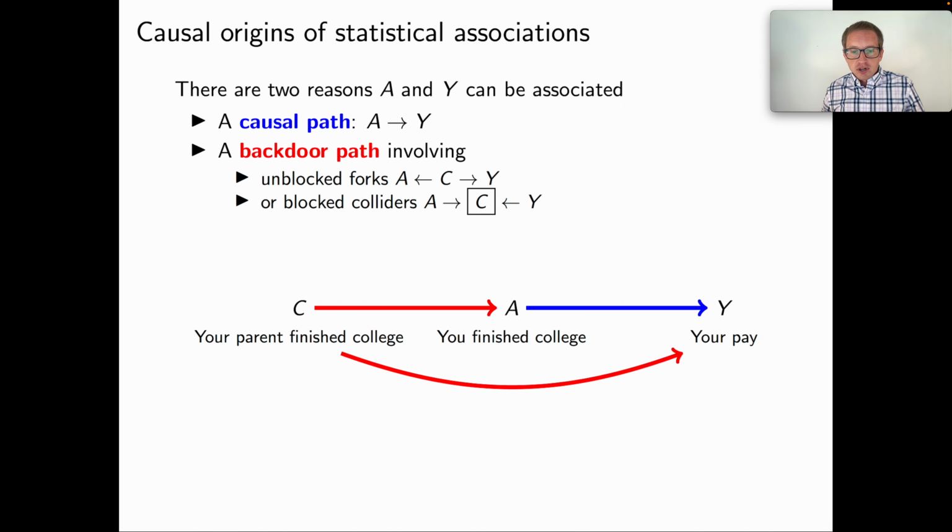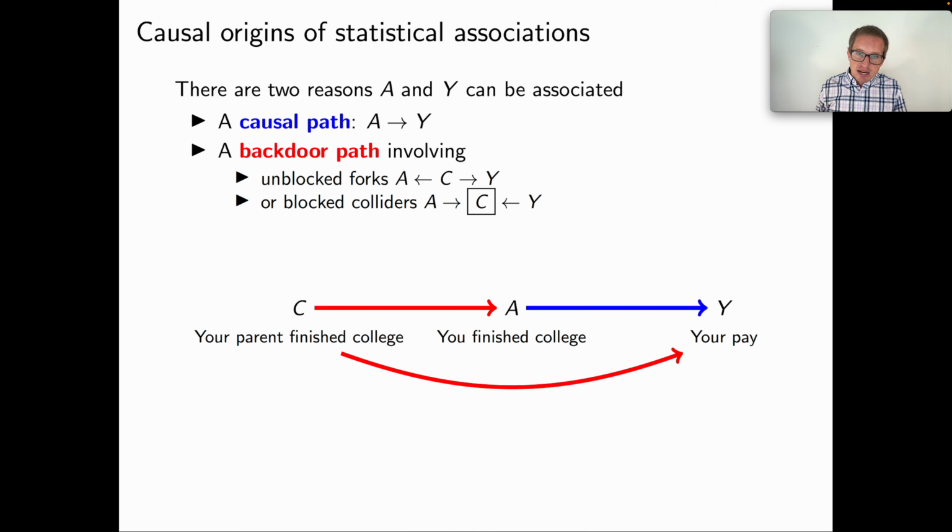So to start with the forks, perhaps your parent finishing college affects whether you finish college, which in turn affects your pay. This kind of forking structure creates an association between A and Y that's not due to a causal effect of A on Y, but rather to the fact that they share this common cause, C, which is an ancestor of both A and Y. We refer to this as a backdoor path.